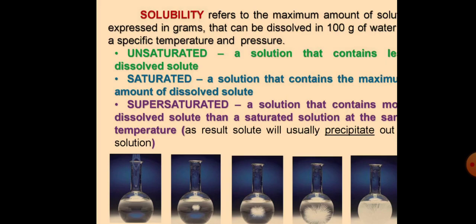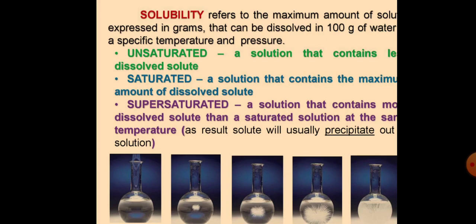A solution in which more of a solute can be dissolved at a given temperature is called an unsaturated solution. That means you can dissolve more solute still further at the same temperature. Saturated solution: a solution is said to be saturated when you cannot dissolve any more of a solute at a given temperature. We call it a saturated solution.